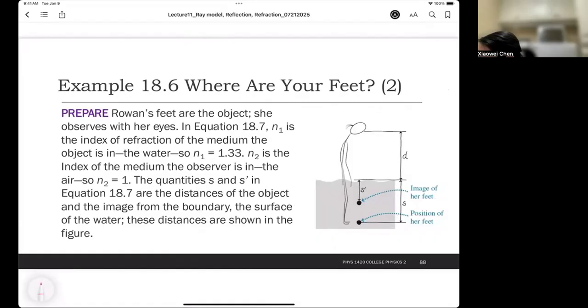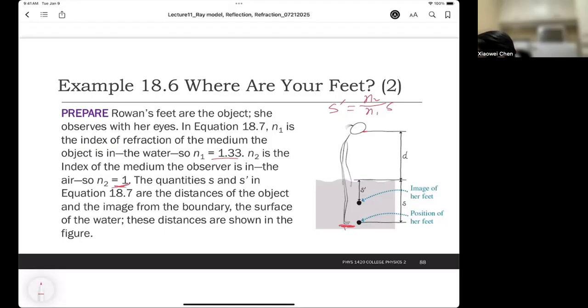Let's do some preparation. Rowan's feet are the object, and she observes with her eyes. This is her eye. In equation 18.7, s' equals n2 divided by n1 times s. So n1 is the index of refraction of the medium the object is in, which means it is water, 1.33. n2 is the index of the medium the observer is in, the air. So n2 equals 1.